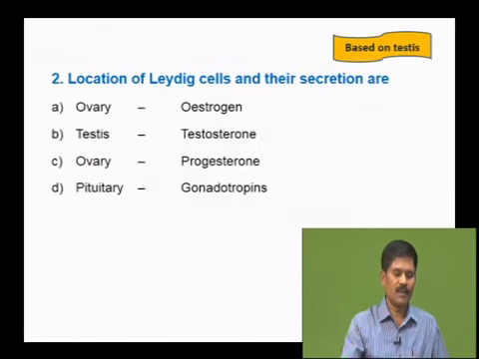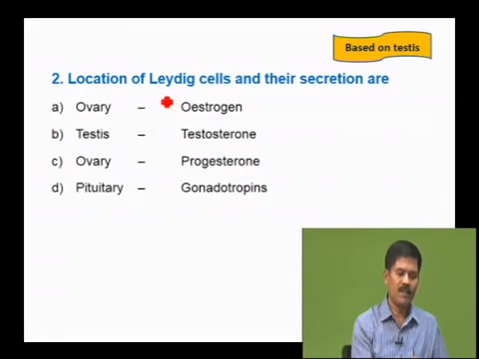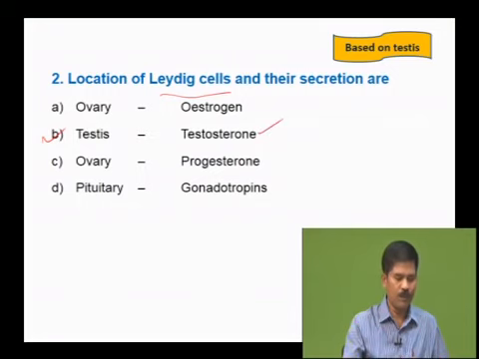Location of Leydig cells and their secretions are. It's a direct question. It's a concept based question. It is based on the testis. Leydig cells are interstitial cells present in between the seminiferous tubules. So where do they come? They are in the testis. They are meant for secretion of a male sex hormone called testosterone. So therefore the right option is B.